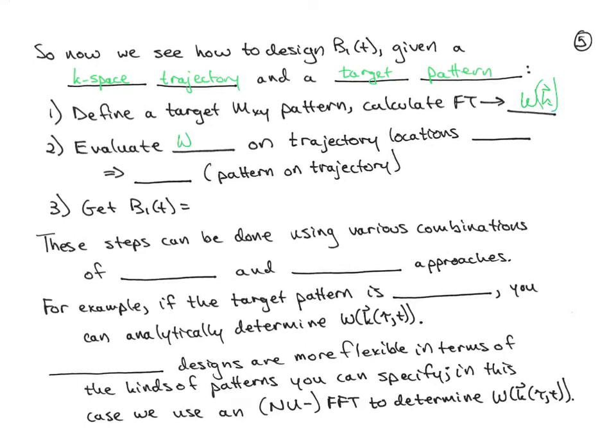Then we evaluate that k-space weighting function on the trajectory locations defined by the gradient waveforms, which is k of tau comma t. This then gives us w of k of tau comma t. That is the pattern that we want evaluated on that trajectory. Finally, we just scale that by the k-space velocity to get the overall waveform. So then b1 of t will be k prime of tau comma t times w of k of tau comma t. Sorry, not absolute value.